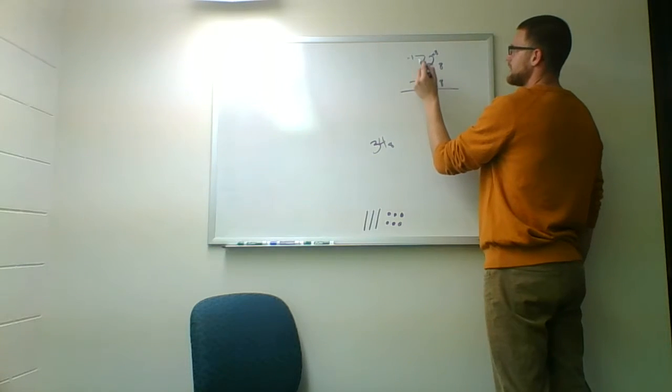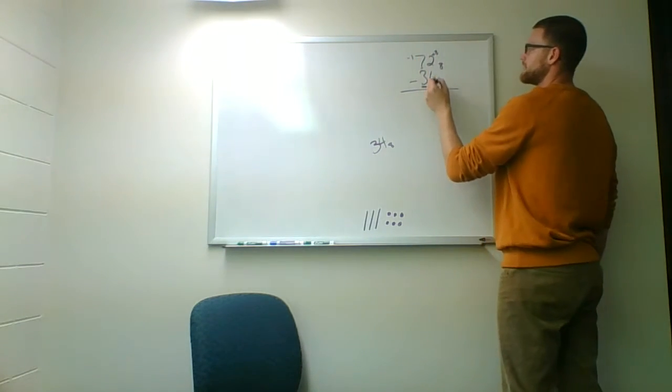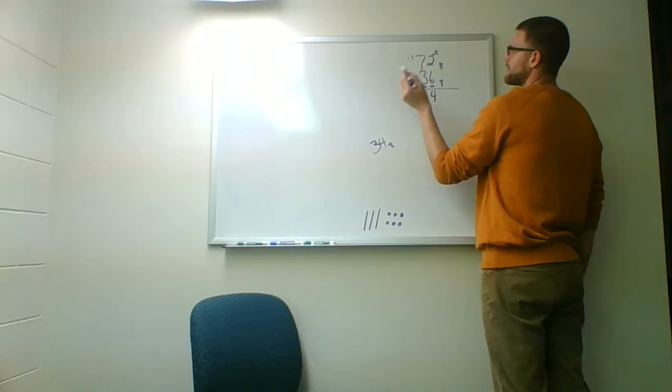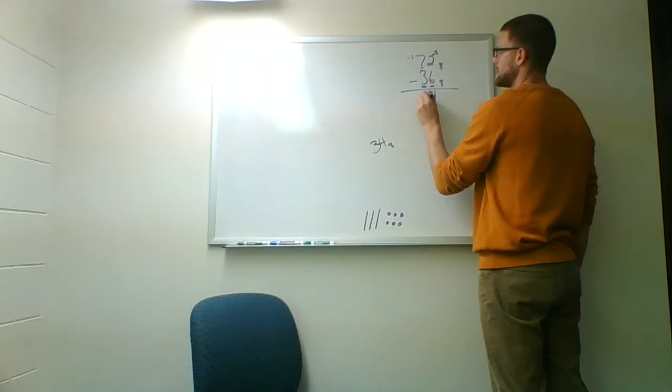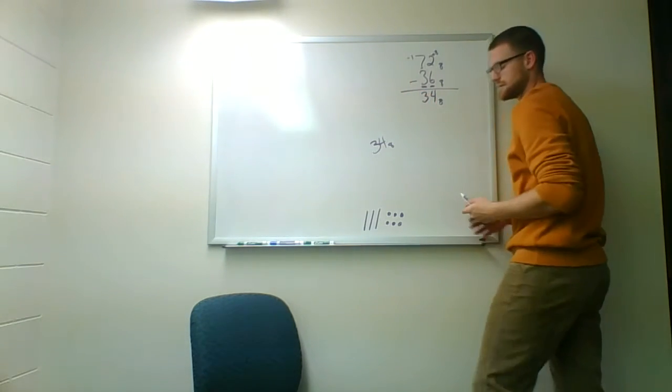We want to take away the rod that we brought over here to help with our subtraction. So instead of 7, we're going to work with 6 minus 3 is 3 base 8. So it does check out.